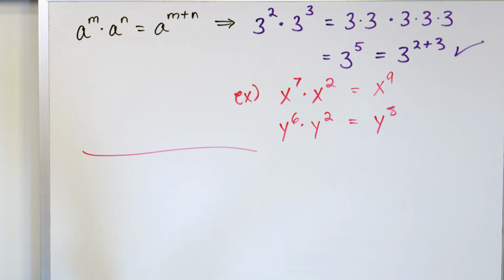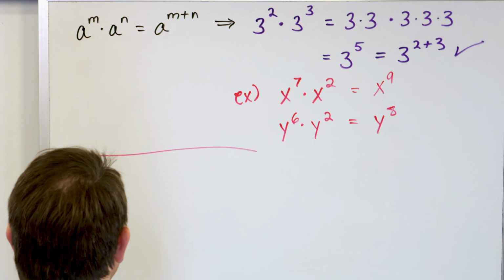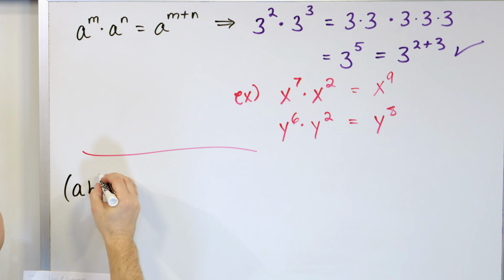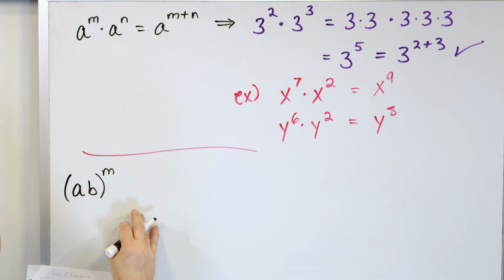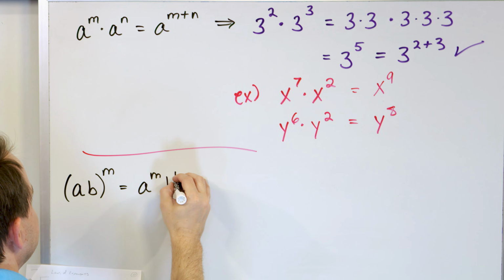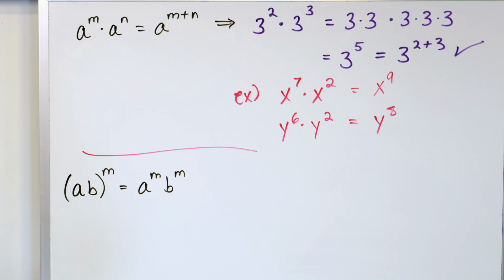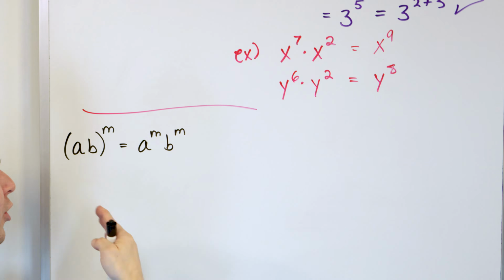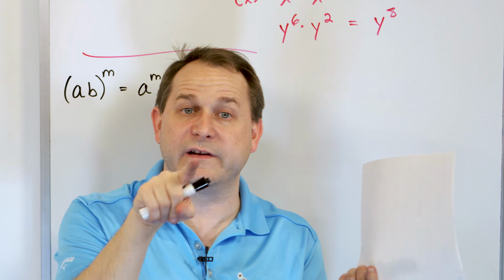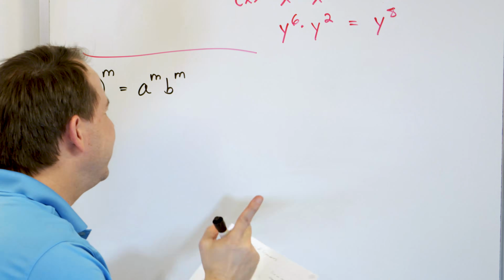All right, the next rule that we had over there on the board is a times b inside of a parentheses raised to the m power, and we said that it was a to the m times b to the m. The way I like to think of this is when you have two things multiplied together in here, and they're raised to a common power, this power is almost like distributed, kind of like when you have something in front of a parentheses, it goes and applies to every term, right? This is kind of the same thing.